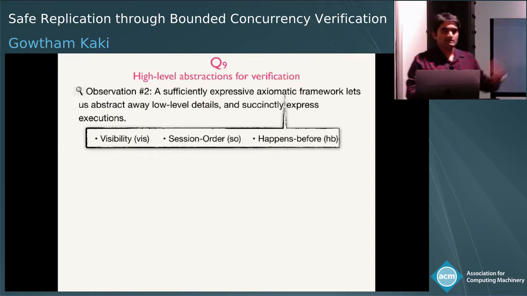So the axiomatic framework we choose consists of certain relations, which is akin to weak memory relations such as reads-from and coherence order and so on. So these are analogous relations in the context of weak consistency.